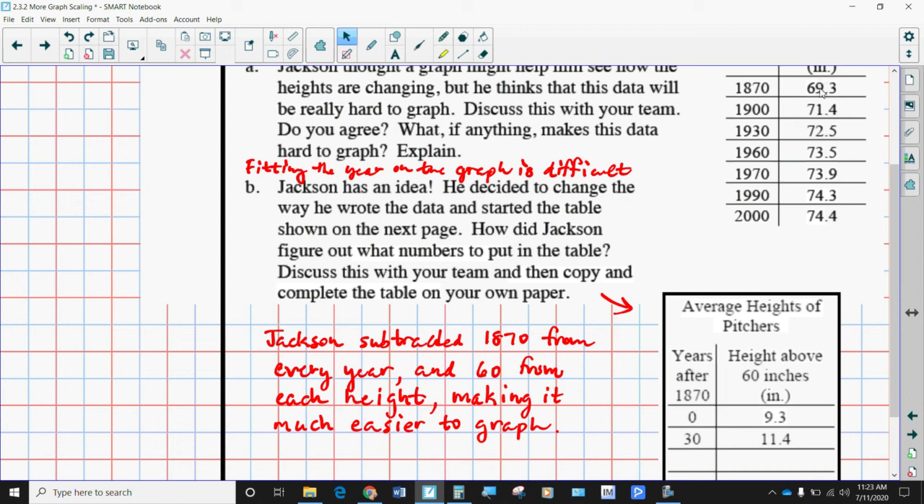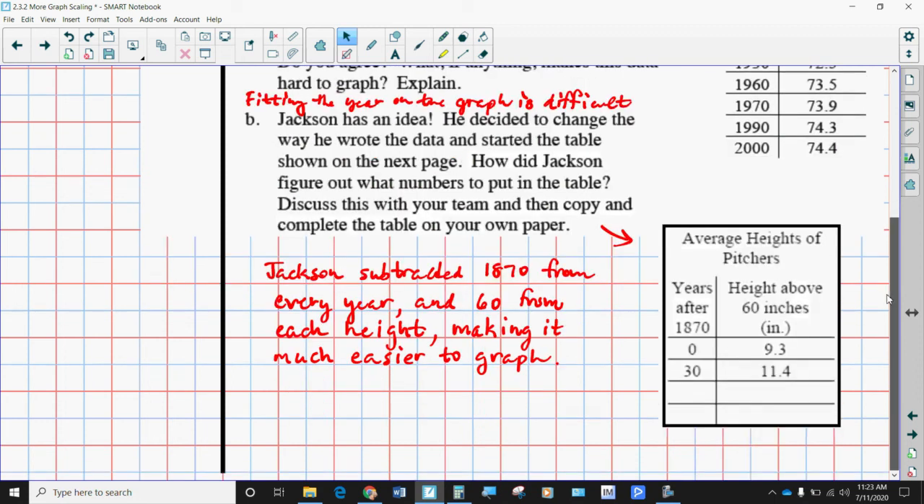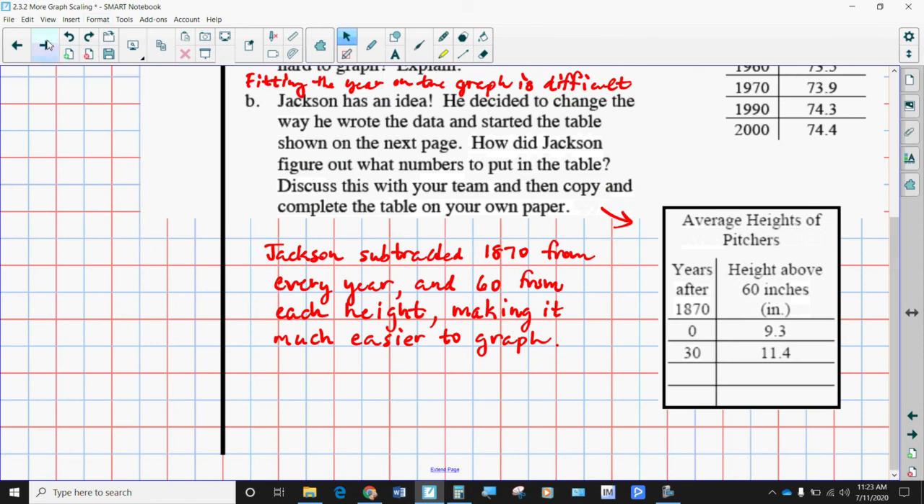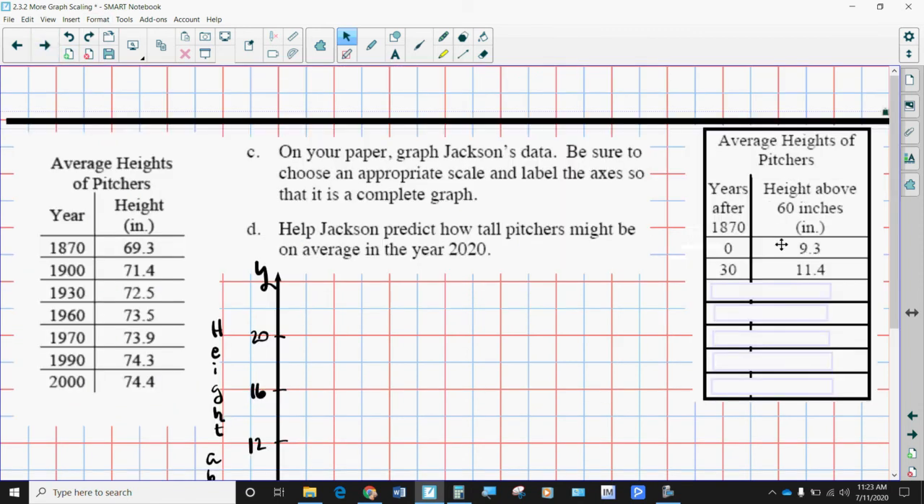And at the same time, rather than trying to worry about starting in the 60s or 70s, the heights are the height above 60 inches. So this is 9.3 above, I guess that would be 5 feet tall, right? So that's 5 feet, 9 inches tall, and then 5 feet 11, almost 6 feet tall, and so on and so forth. Okay? So what we're going to do is let's continue this.